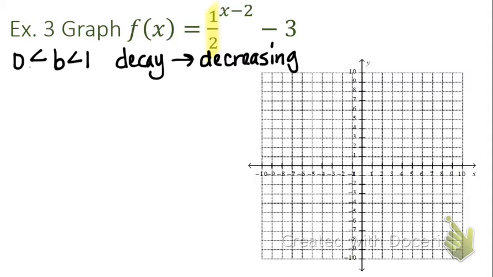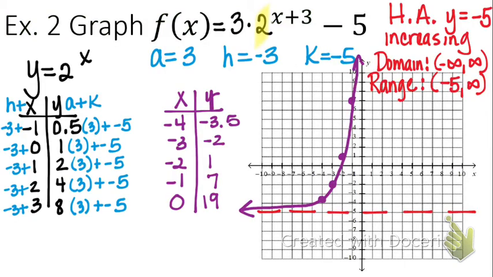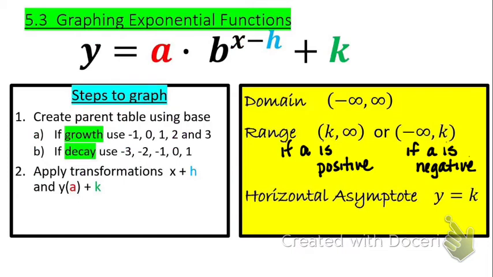Okay, so because it's a decreasing graph, that means you're going to have bigger numbers when the domain is negative. So to avoid trying to graph a lot of decimals or fractions, now we're going to use these numbers. For our x values, we're going to use negative 3, negative 2, negative 1, 0, and 1 because this is decay.